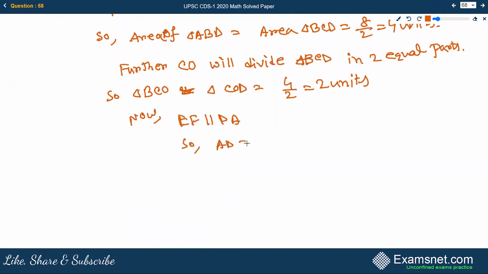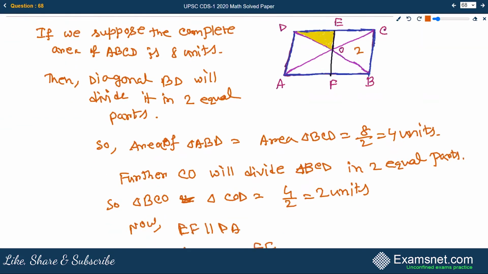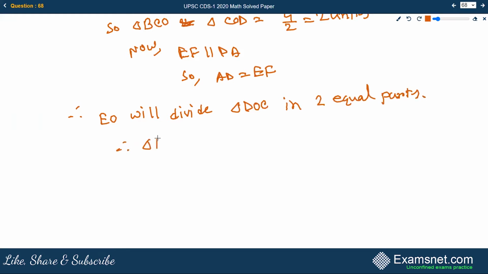So AD equals EF also. Now this line EO will divide COD into two equal parts, these two parts COE and DOE. Therefore, EO will divide triangle DOC or COD in two equal parts. Therefore, the area of triangle DOE is 2 by 2, that is 1 unit.